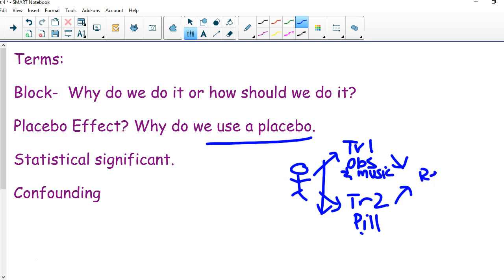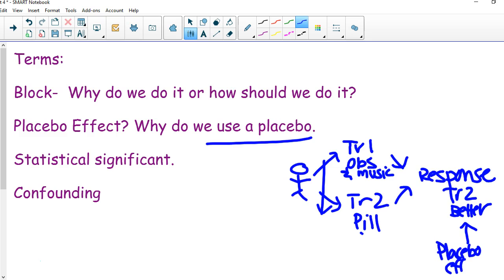We look at the response, okay, and we know that the pill wins. Treatment two is better, significantly. Well, there's a lurking variable there, and that is, did the placebo effect happen? Meaning everyone, or oftentimes people feel better when they take medicine, okay?